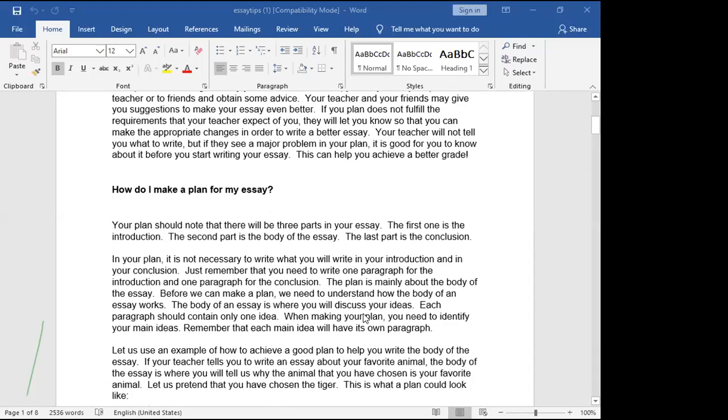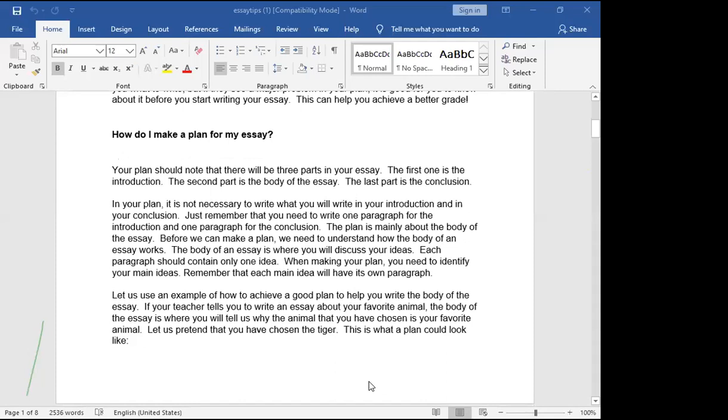So let us use an example of how to achieve a good plan to help you write the body of the essay. If your teacher tells you to write an essay about a favorite animal, that is more of a descriptive composition. The body of the essay is whereby you will tell us the animal that you have chosen is your favorite animal. Let us pretend that you have chosen, for example, a tiger.